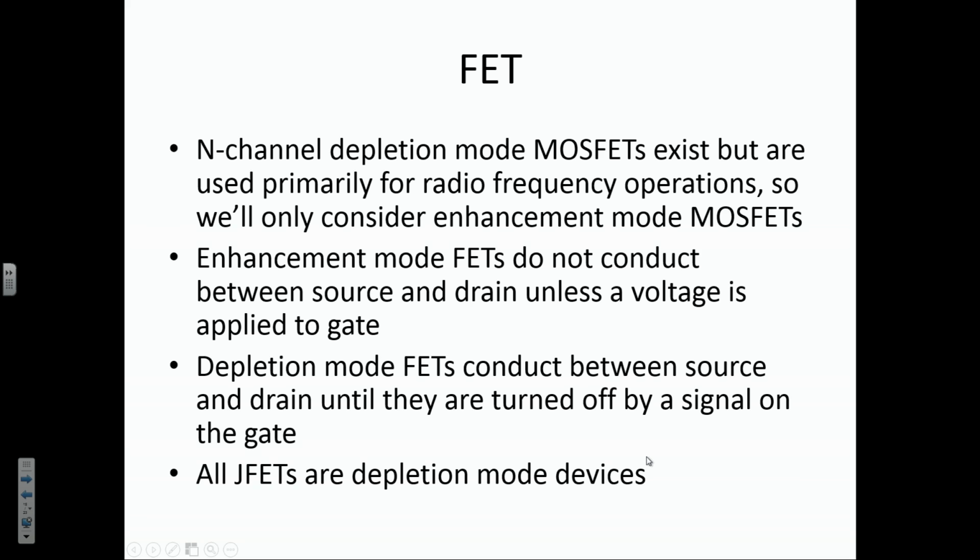Depletion mode FETs conduct between the source and drain until they are turned off by a signal at the gate. So they operate just the opposite. Give you the same effect. You can either have flow or not flow, but the default state with the depletion mode FET is that they are conducting, whereas with an enhancement mode FET, they are not conducting in default mode. All JFETs are depletion mode devices.